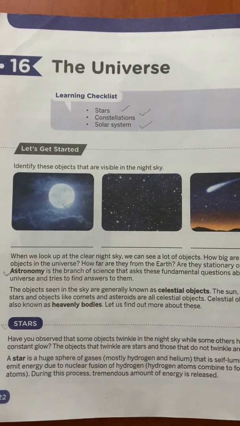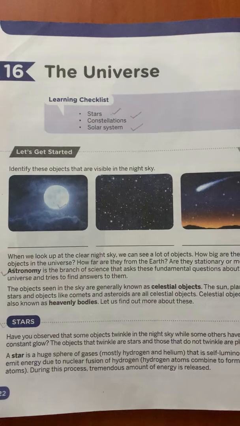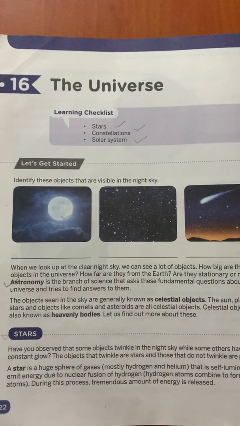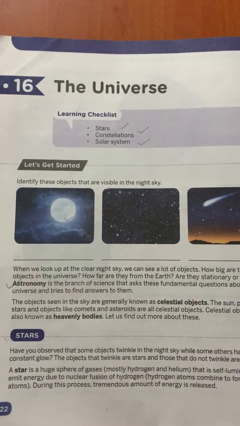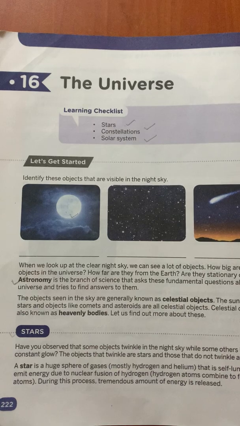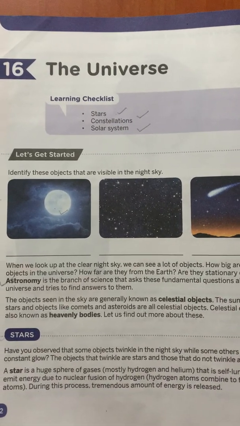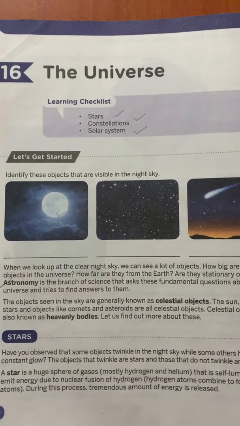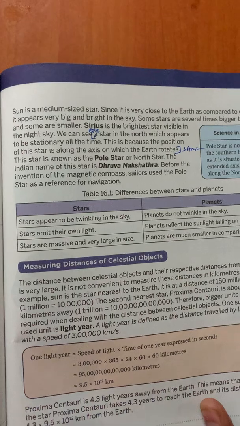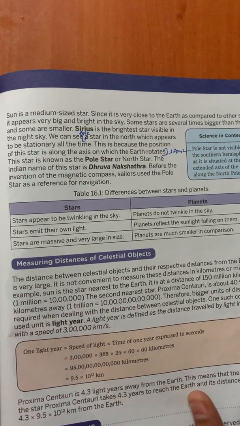What are stars? Stars are just huge spheres of gases. They are made up of mostly hydrogen and helium. They are self-luminous. There are stars in the clear sky that are visible and shining. Why are they shining? Because they are self-luminous and they emit energy due to the nuclear fusion of hydrogen. During this process a tremendous amount of energy is released. The sun is a medium-sized star, yet it is very close to earth, and that is why it seems bigger than the other stars.